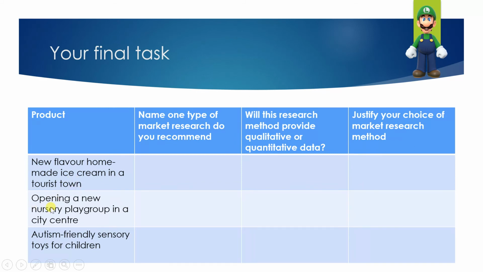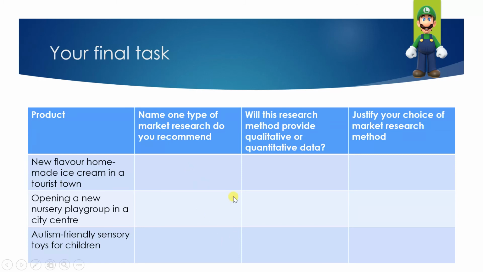The second one, opening a new nursery playgroup in a city centre. And the third one, an autism-friendly sensory toy for children. So you've got 3 very different types of products and services. So what you need to do is come up with one type of market research method. Now it's okay to do one. If you want to do more, that's up to you, but one's fine.